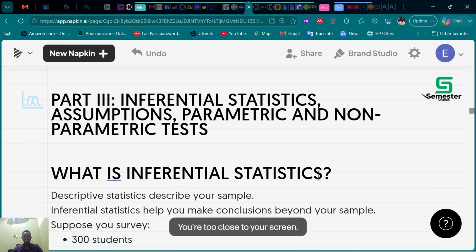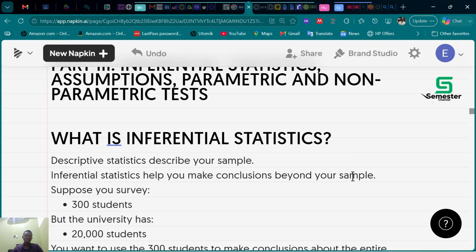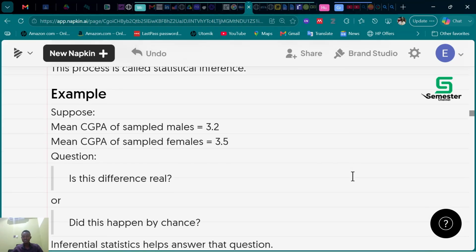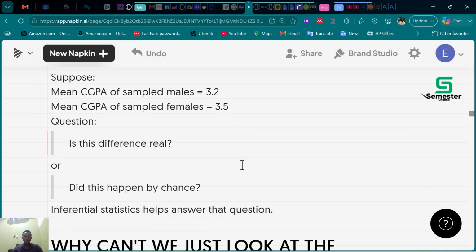Now, what is inferential statistics? We know that descriptive just describes your data, but inferential statistics help you to make your conclusions. For example, we have a mean GPA for males 3.2, for females 3.5. Is this difference real or is it happening by chance? Now there is a difference of 0.3, right? Is it real or is it happening by chance? And this is when inferential statistics are important.